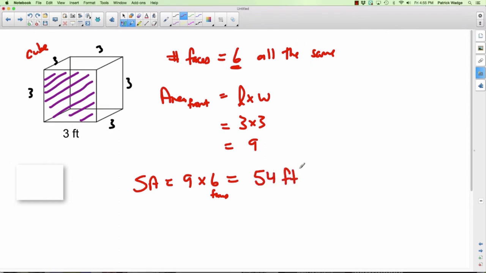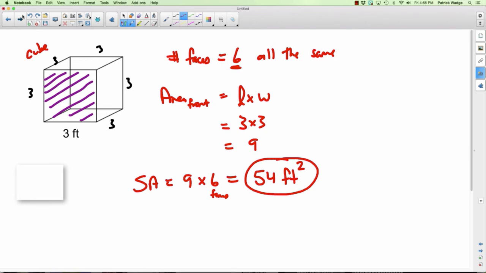Okay, now what should I put here? Is it going to be squared? Is it going to be cubed? Is it going to be the fourth? No, it's not going to be the fourth. We don't have any fourth dimension shapes on this planet, in this universe even. It's area. That's your giveaway. We're talking about surface area. And remember, area was always squared. So that is our answer, 54 feet squared.